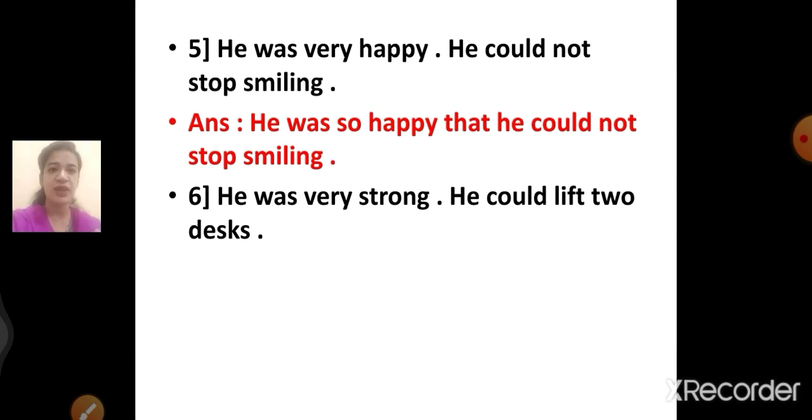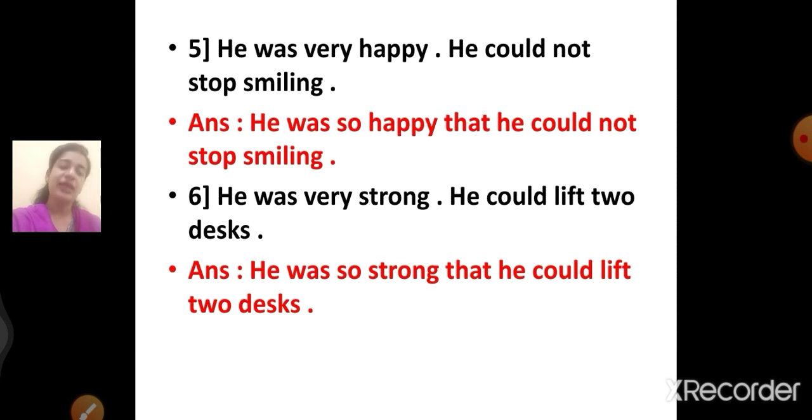Now see the sixth one. He was very strong. He could lift 2 desks. So how are we going to write? He was so strong that he could lift 2 desks.